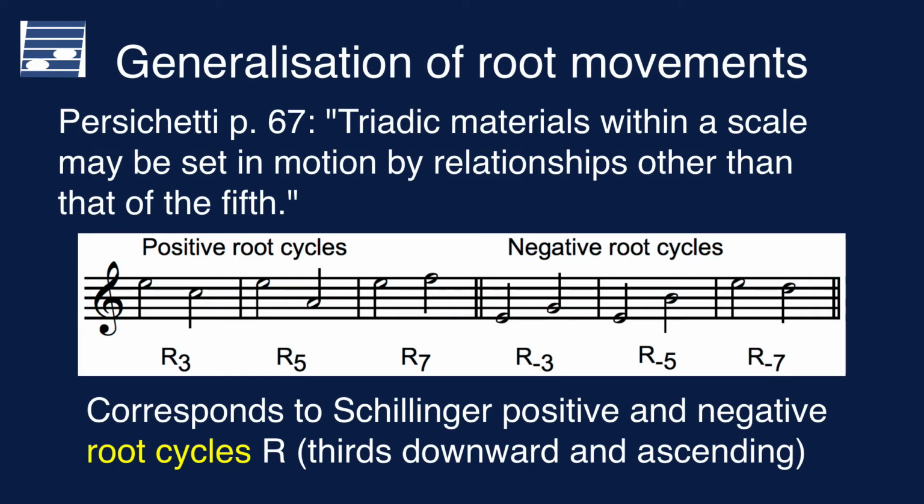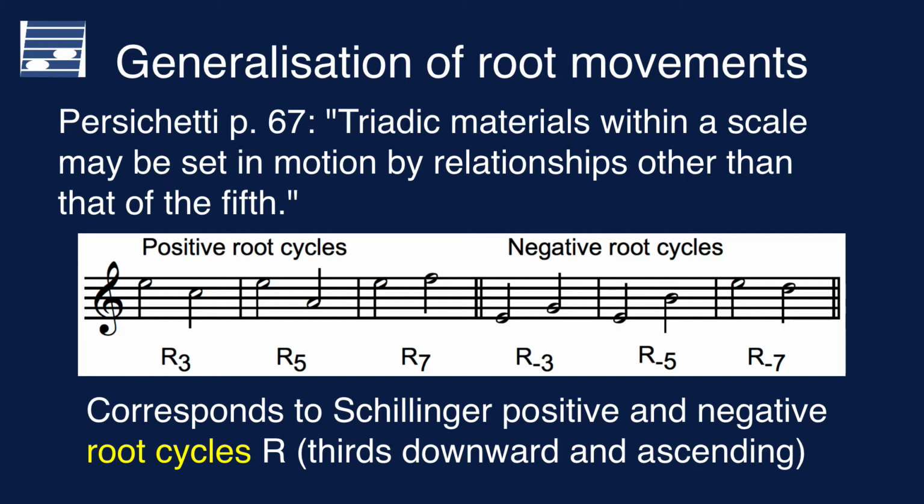A chord progression implies root movement from one chord to the next. Here we find a nice commonality between Persichetti and Schillinger, when the former writes, "Triadic materials within a scale may be set in motion by relationships other than that of the fifth." He is encouraging a freer use of root movement with less insistence on root leaps to the fifth below, as is the case in the 5-1 dominant tonic cadence.